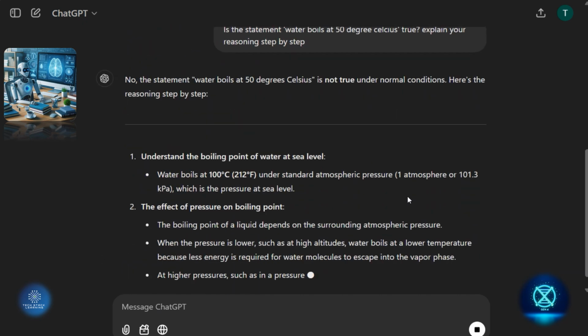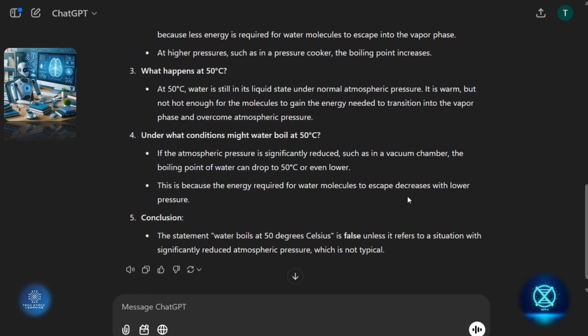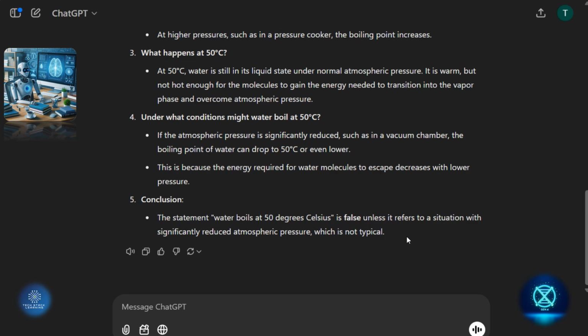Here it is validating whatever we have asked and giving reasoning. It covers understanding the boiling point of water at sea level and the effect of pressure, giving you detailed steps. The conclusion it gives is that the statement that water boils at 50 degrees Celsius is false, unless it refers to a situation with significantly reduced atmospheric pressure, which is not typical. So that is why it gives you the reasons as well.